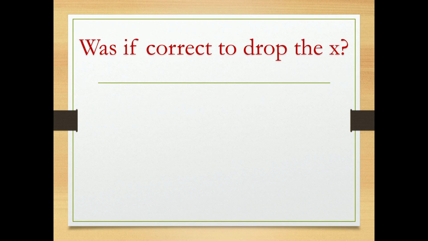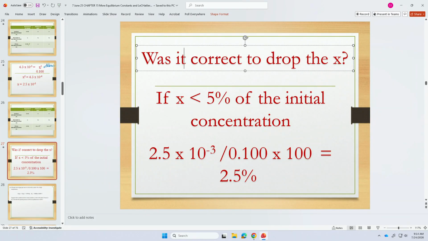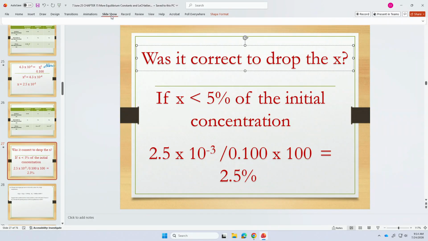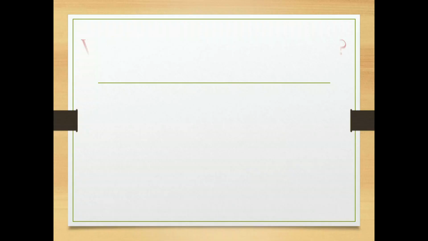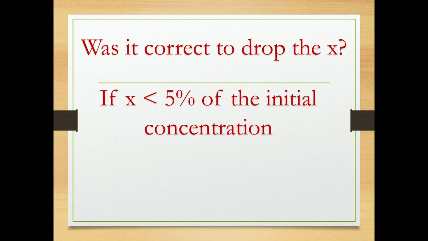Was it correct to drop the x? Well, if it was correct to drop the x, then I want the x value to be less than 5% of the initial concentration. So if x is less than 5% of the initial concentration, then I'm okay dropping the x.